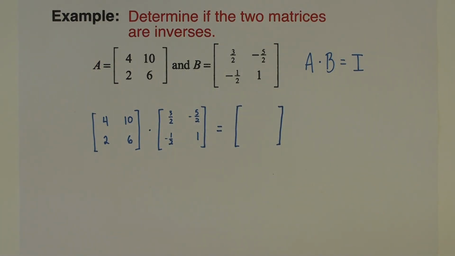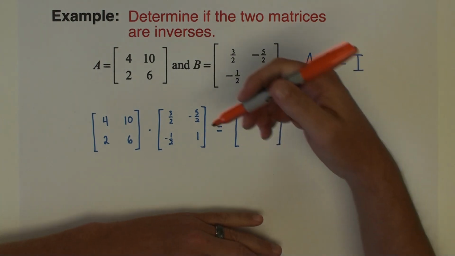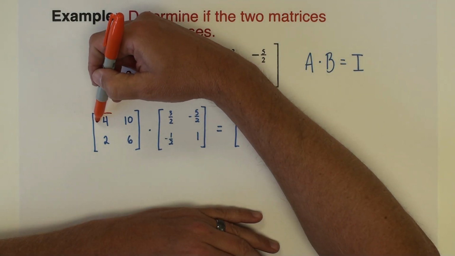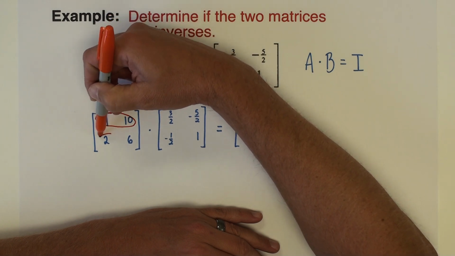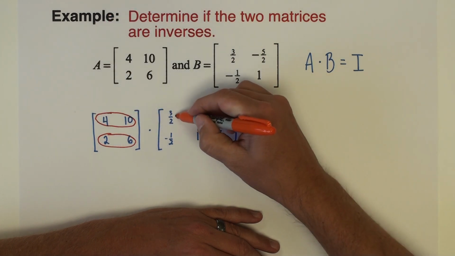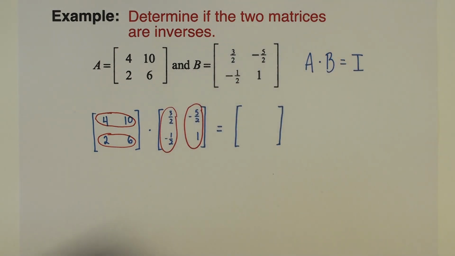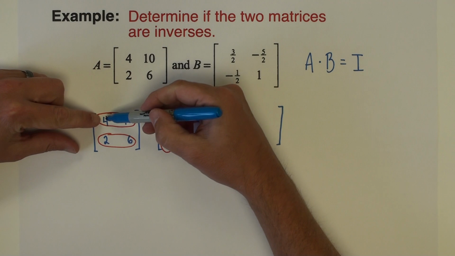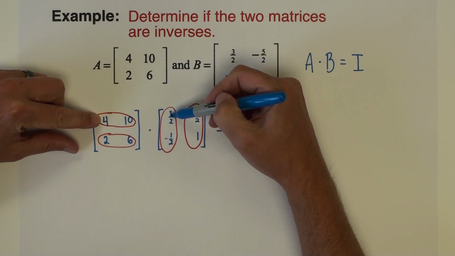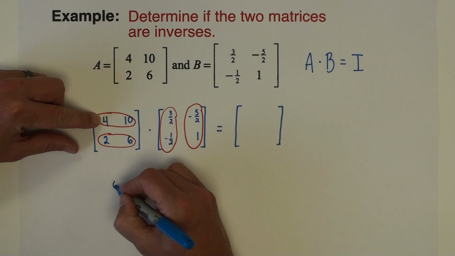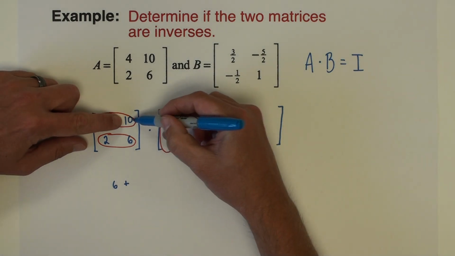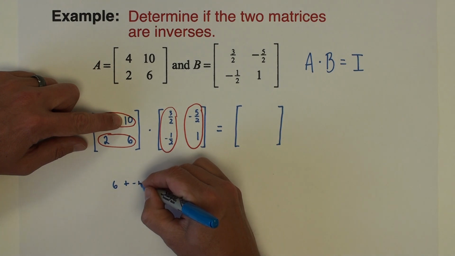Alright, so I have my two matrices set side by side. They're multiplied together. Remember that when we multiply matrices, back from section 2.2's video, we're going to take rows on this side, and then we're going to take columns on the other side. And I'll go ahead and do some scratch work down below as well. So I'm going to start with the first row, first column. I'm going to take 4 times 3/2, which is 6, plus 10 times -1/2, which is -5.